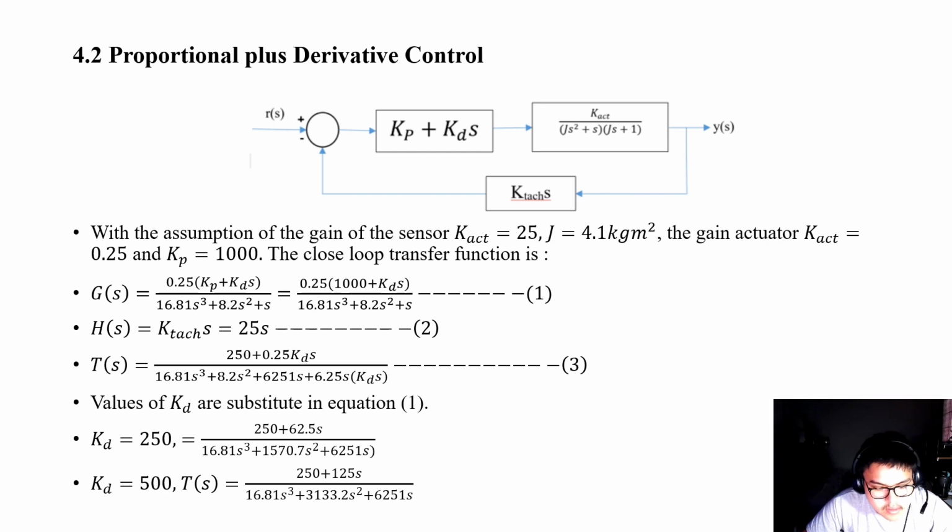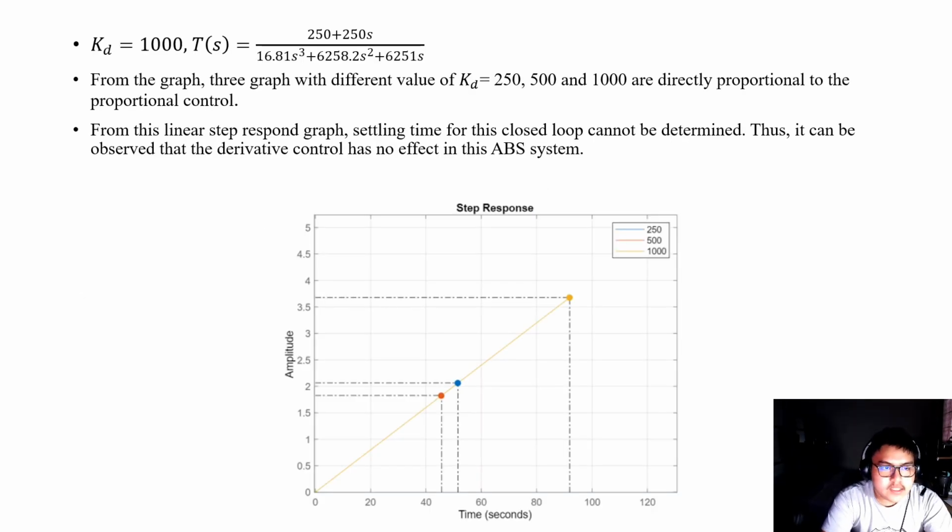So for value number 2, that is Kd equals 500, T(s) equals 250 plus 125 s over 16.81 s^3 plus 3133.2 s^2 plus 6251 s. For value 3, that is Kd equals 1000, T(s) equals 250 plus 250 s over 16.81 s^3 plus 6258.2 s^2 plus 6251 s. So as you can see from the graph, there are three graphs with different values of Kd.